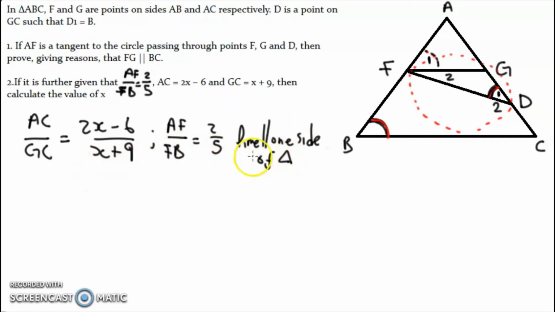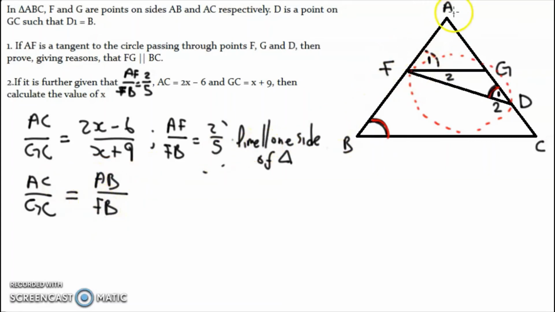In fact, the line parallel one side of a triangle is actually the relation between AC over GC and AB over FB. It actually doesn't relate with this one, but I'm going to show you now. So AC over GC is going to be equal to AB over FB.